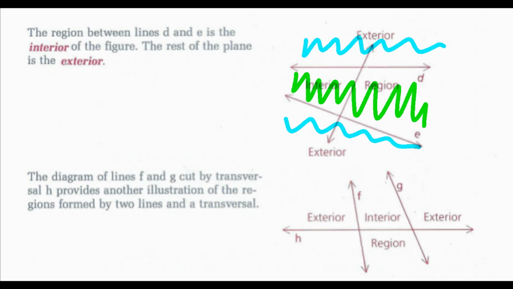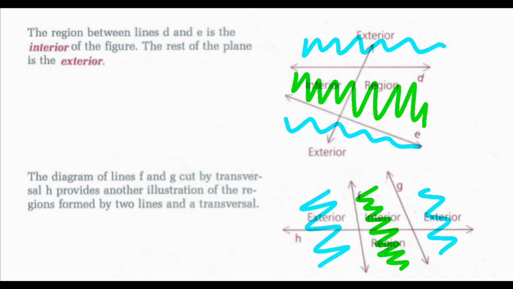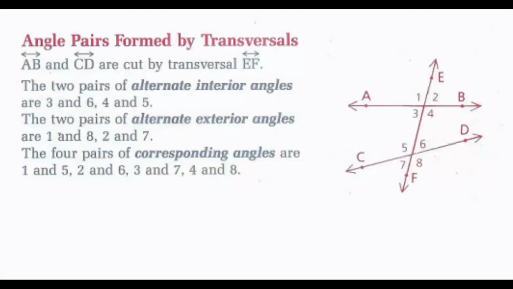So in my second diagram, if I have line H as my transversal cutting lines F and G, the interior region would be on the inside of the two lines, while the exterior region is on the outside of the two lines. Now, when I have a transversal cut two lines, it creates different types of angle pairs.